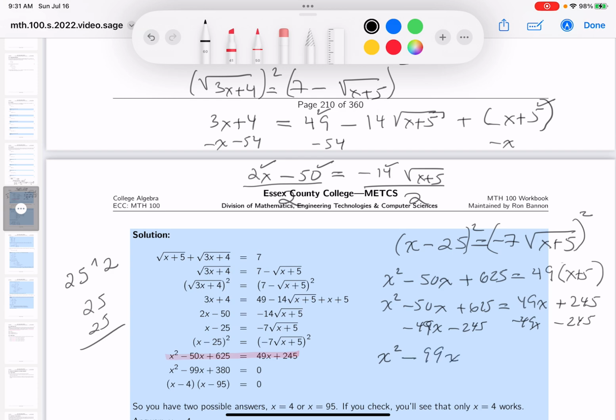All right, that was pretty easy. 50 and 49 is 99. And let's see, 625 minus 245, I'm going to say 380. That's a big number. Let me just check that. 380, yeah, 625, yeah, that looks okay.